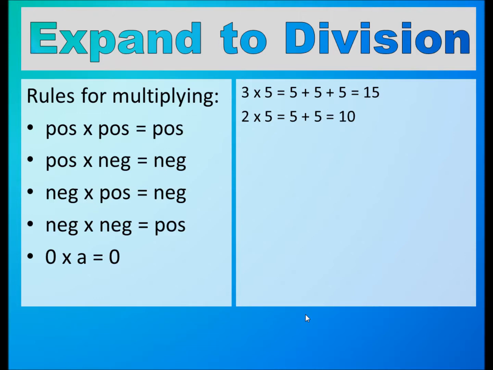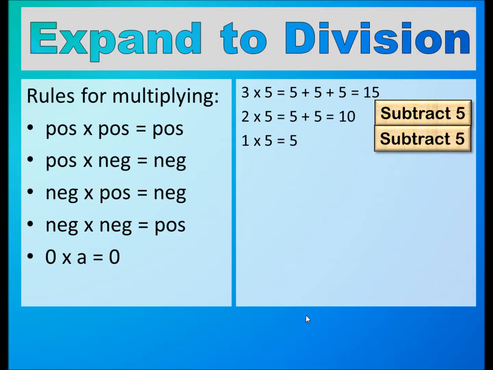2 times 5 is equal to 5 plus 5. That is repeating addition. We are using 2 5s, and that is 10. 1 times 5, you have 1 5, and that would be 5. If you want to see a pattern here, we can think, how do we get from 15 to 10? We subtract 5. How do we get from 10 to 5? We subtract 5. In fact, if you started from 100 times 5, you would find that the pattern would be subtract 5, subtract 5, subtract 5.